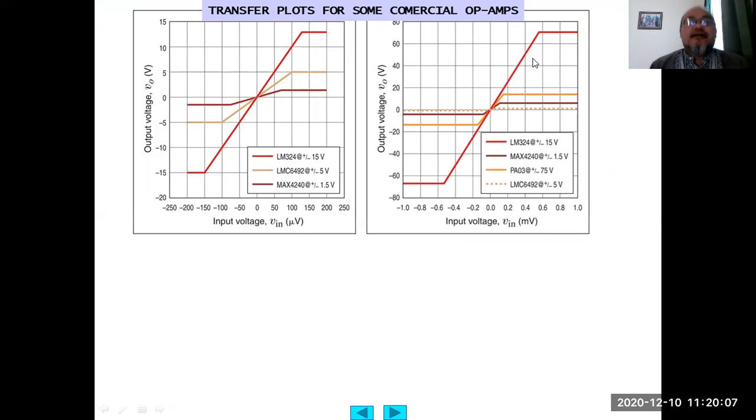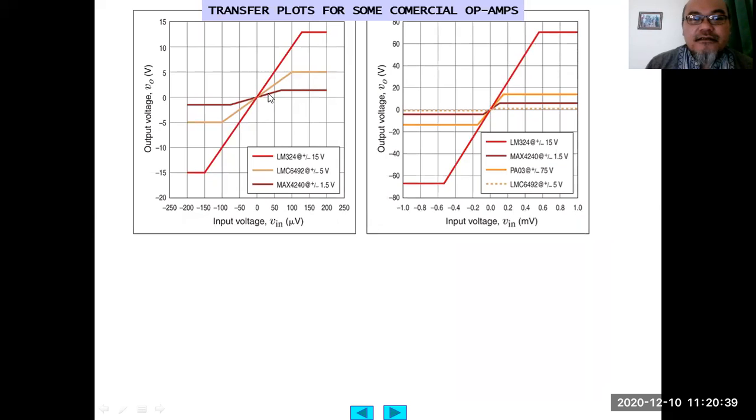So this graph shows some transfer plots for some commercial op-amps. This one is for the LM324, with different input voltages on the axis and the output voltage. Below about negative 150 input voltage, the output voltage will be constant at negative 15 volts. Above 150 also, it will be constant at around 12 to 13 volts.